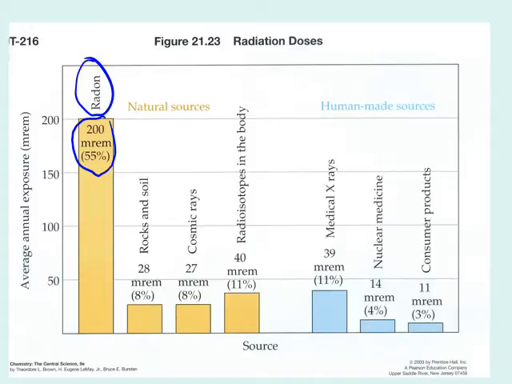Our total exposure on average is about 200 millirem, of which radon is about 50% of all the exposure that we get. Rocks and soil account for about 8%. Cosmic rays coming from outside the solar system or even the solar system are about 8%. And we have different radioisotopes in our body, like carbon-14, which accounts for about 11% of total exposure. Medical x-rays, your dental x-rays, or x-rays taken for various other reasons, also account for about 11%. And from medicine and other consumer products, you have about 4% and 3% respectively.